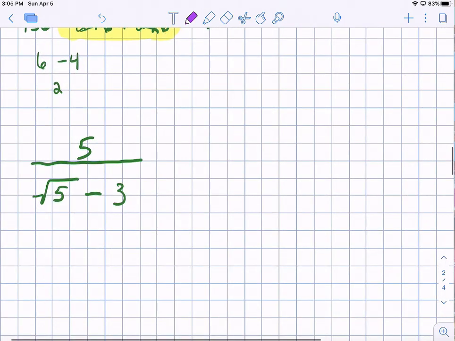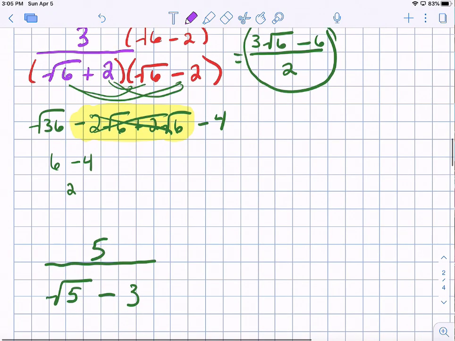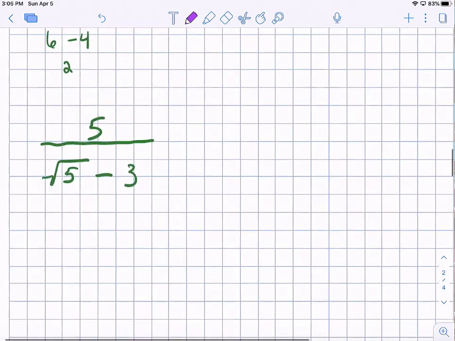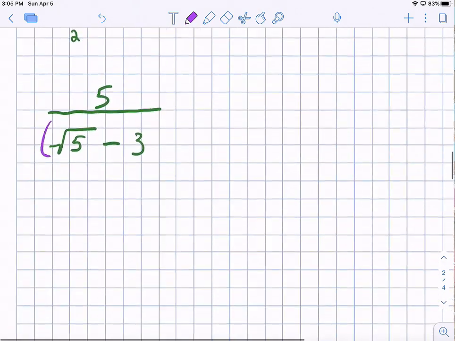Okay, so now we have 5 over the square root of 5 minus 3. So think to yourself for a second, what would you have to multiply by? Same type of idea that we did up here. Same idea we did here. What do I got to multiply by to get rid of that stuff? All right, I'm going to give you just a second to think to yourself. Even write it down on your paper if you think you know what you should have. Okay, I'm just going to start writing some parentheses in.